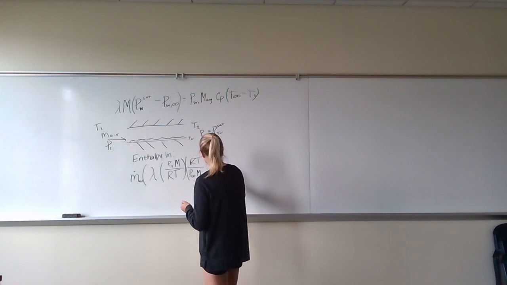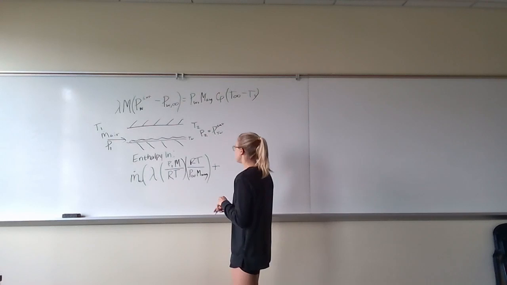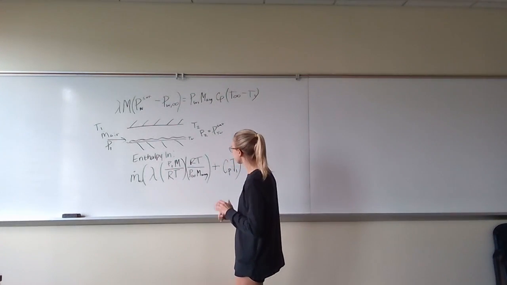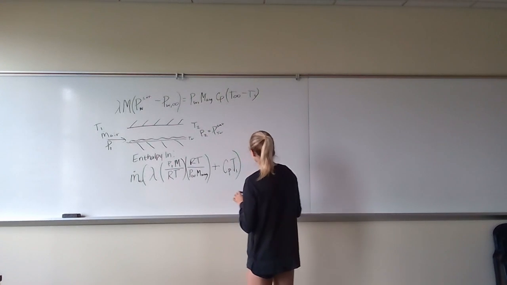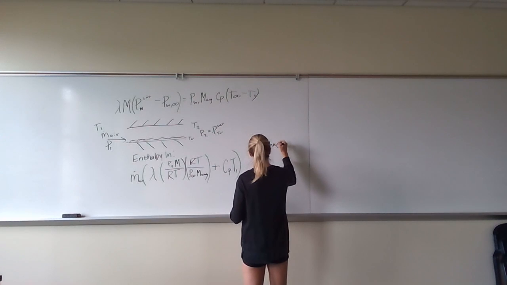And then we want to do the second part of the contribution to enthalpy, which is the heat transfer. So we have the heat capacity of the air times the temperature of the air going into the tube.